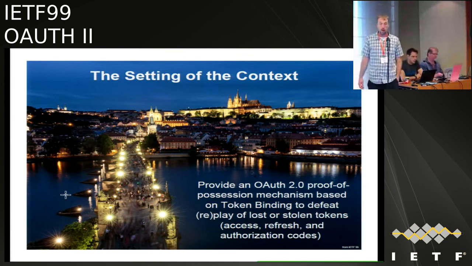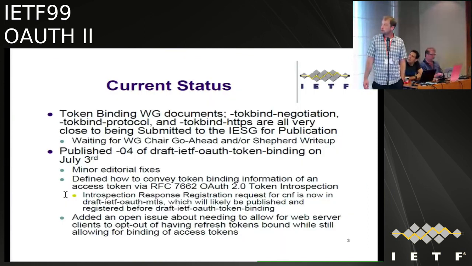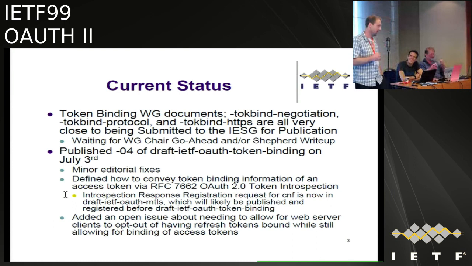So, current status here, jumping out of the context into the weeds: the token binding working group documents, there are three of them, TLS negotiation, the protocol itself and message format, and how it all applies to HTTP, and they are all very, very close to being submitted to the IESG for publication. My understanding is that they're waiting for the working group chair go-ahead and/or the Shepherd write-up. If any of you know the chairs of that working group, I can't quite recall who they are, perhaps you could encourage them to continue that work. I believe there are also recently some nit fixes on the drafts, which are very minor but important.